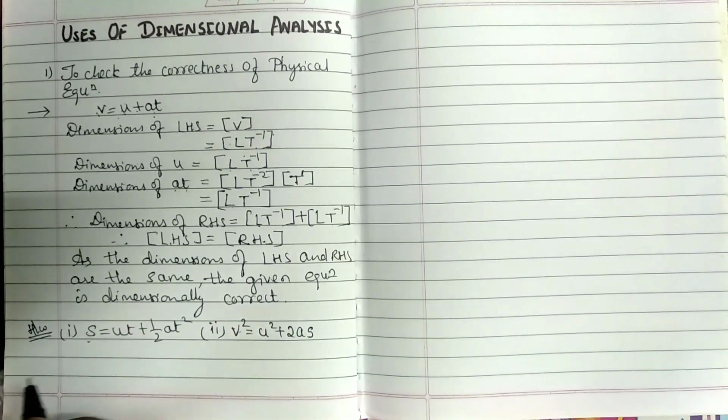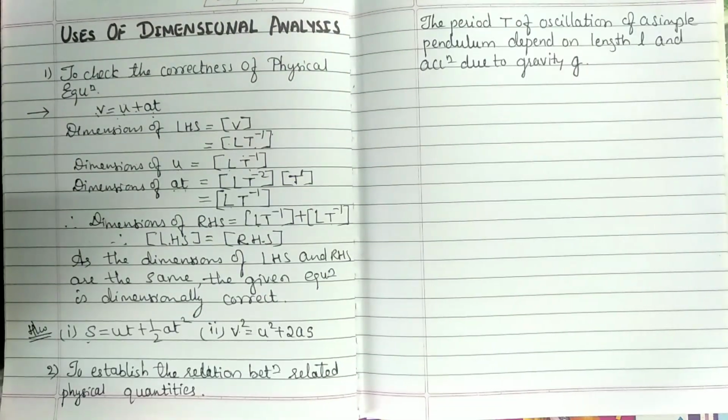Now proceed to the second one. The second use of dimensional analysis is to establish the relation between related physical quantities. Means how the given physical quantities are related, whether they are directly proportional, inversely proportional, or directly proportional to the square root of the thing, and we are going to establish the relation between the related physical quantities.